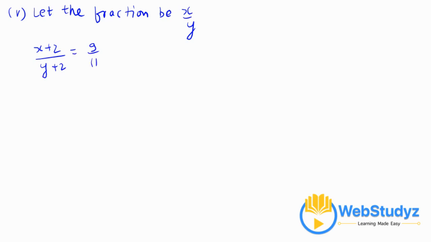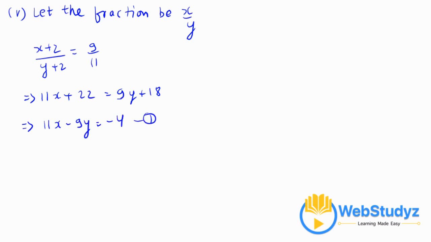Let the fraction be x by y. Now according to the question, x plus 2 divided by y plus 2 equals 9 by 11. So solving this, we get 11x plus 22 equals 9y plus 18. So from here we get the equation as 11x minus 9y equals minus 4. This is our first equation.